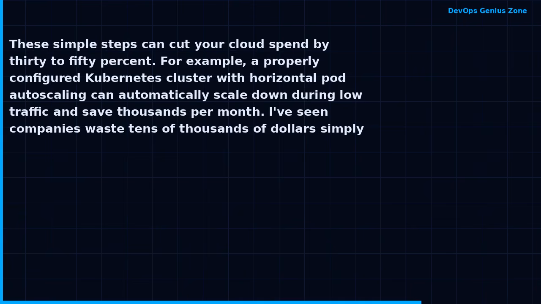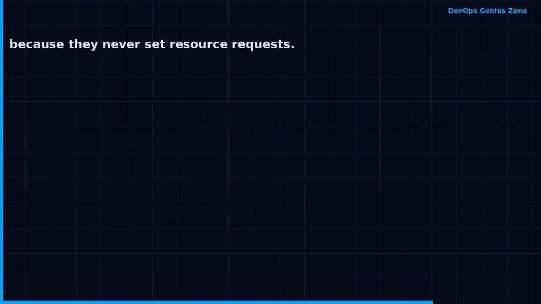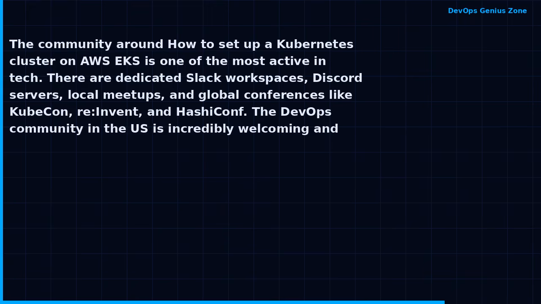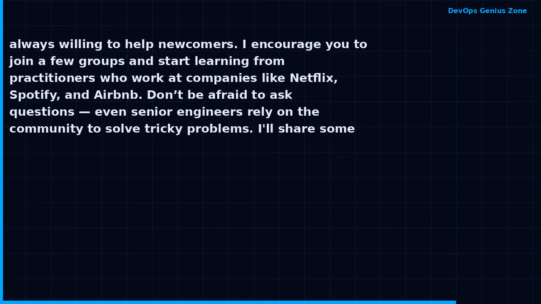Let us also talk about cost optimization. Cloud bills can spiral out of control if you are not careful. With a Kubernetes cluster on AWS EKS, you can set resource limits, schedule non-production environments to shut down at night, and use spot instances for fault-tolerant workloads. These simple steps can cut your cloud spend by 30 to 50%. For example, a properly configured Kubernetes cluster with horizontal pod autoscaling can automatically scale down during low traffic and save thousands per month. I've seen companies waste tens of thousands of dollars simply because they never set resource requests.